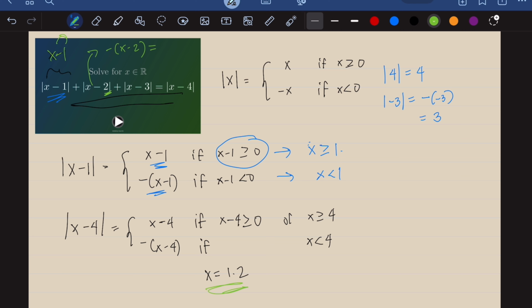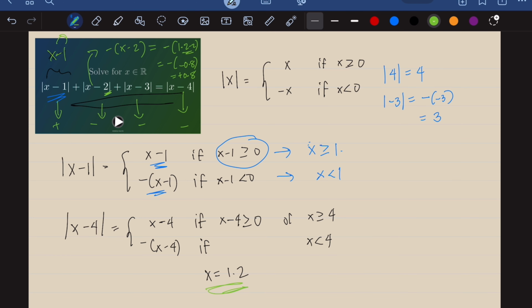So to get the absolute value of this, we plug in 1.2 minus 2. Note that the inside value is negative 0.8, such that the negative of that is positive 0.8. So in other words, if we are evaluating this at 1.2, this is positive, this is negative, this is negative, and this is also negative.